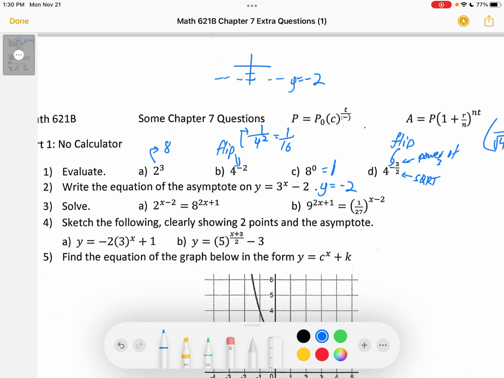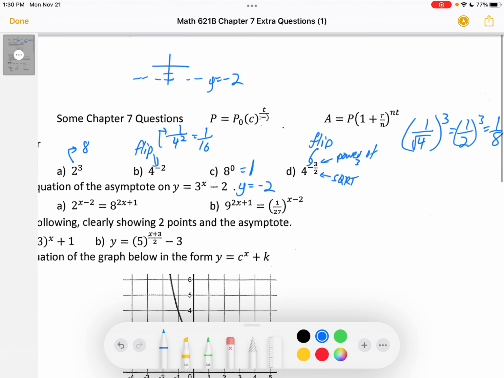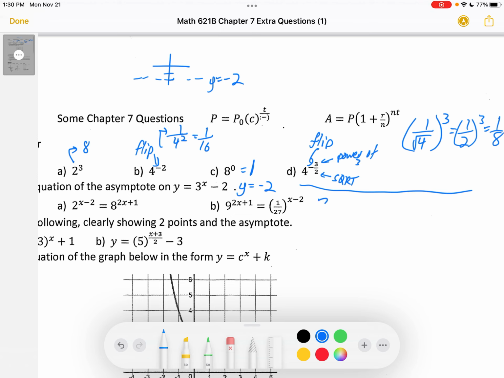We're solving in number 3, so maybe I'll just get a little space off to the side here. 3a, we have 2 to the x minus 2 equals, we need a common base here. So I'm just going to rewrite the number 8 as 2 cubed to the 2x plus 1. Okay. And now we're just going to get rid of some brackets, so that just means multiplying our exponents. That'll give us 2 to the 6x plus 3. Okay. And we can now drop our exponents.